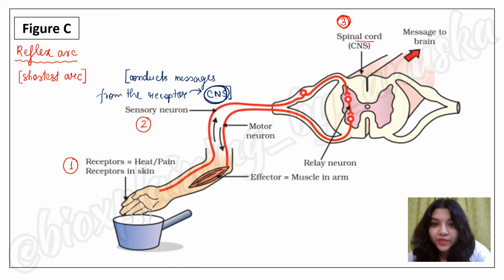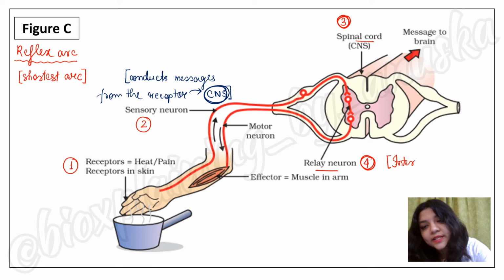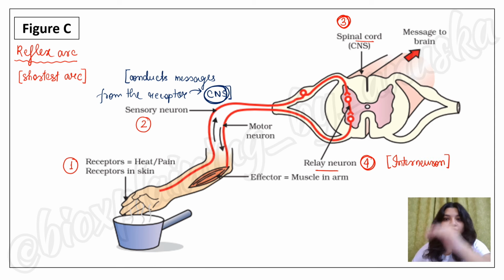Okay. From the spinal cord, what happens? The message in the sensory neuron comes to the relay neuron. So this relay neuron is basically also termed as interneuron. That is, they are going to relay or conduct messages from one neuron to the other. So it will conduct message from the sensory neuron to the motor neuron.